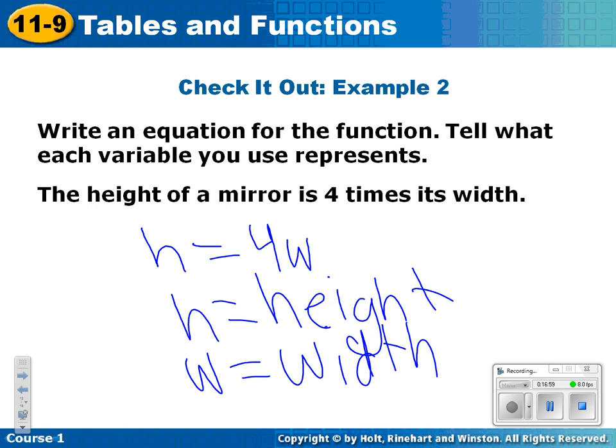$20. What if W was 7? 28. Very good. What if W was 7,400,000? Never mind.